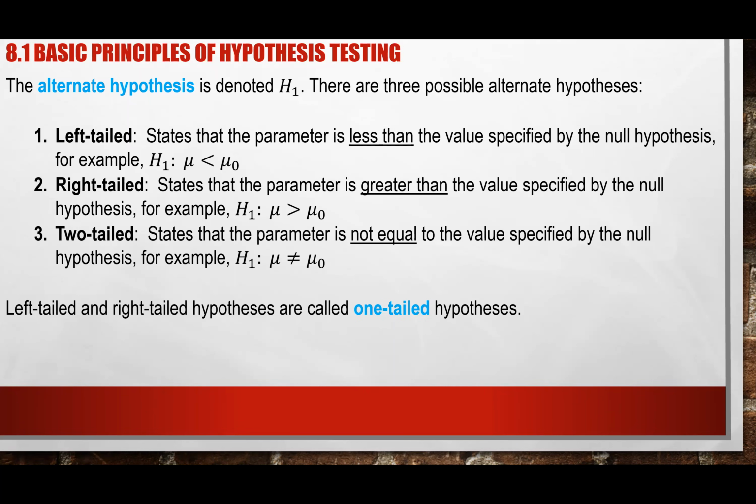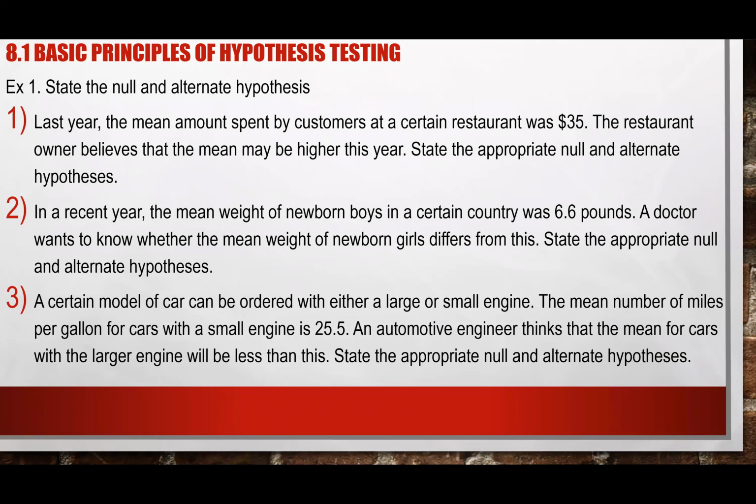So let's practice this. How do we state the hypothesis, right? If you look at number 1, they say last year's mean amount spent by a customer at a certain restaurant was $35. The restaurant owner believed, again, this is his claim, that the mean might be higher this year. Now they ask you to state the appropriate null hypothesis and the alternate hypothesis. So looking at this, like I mentioned to you guys, very easy.